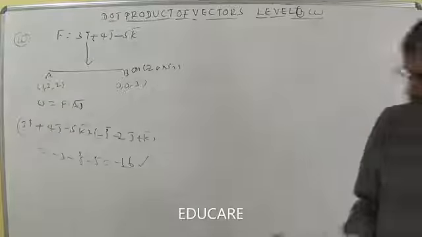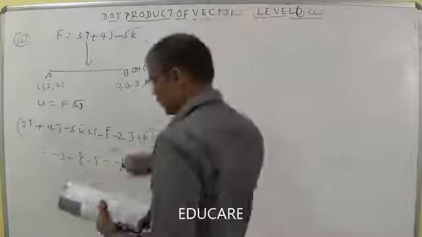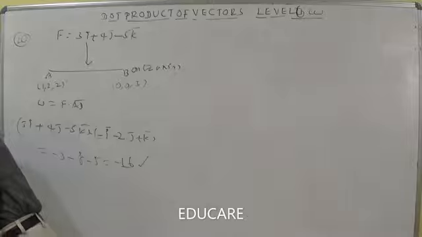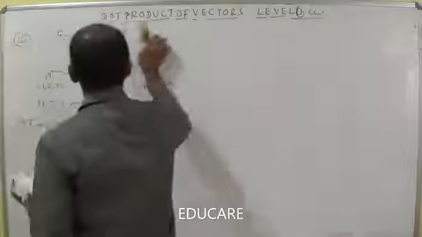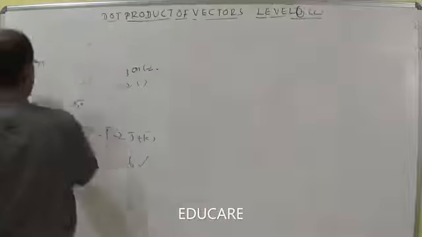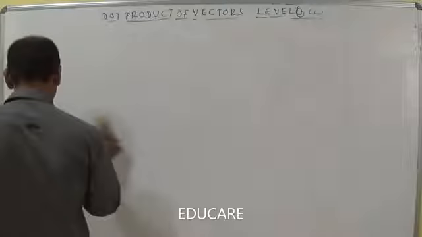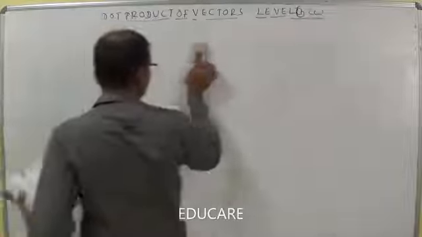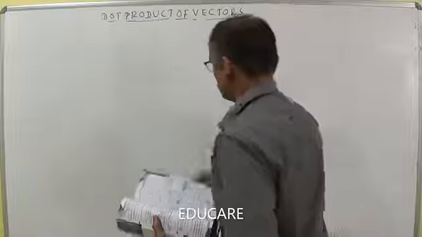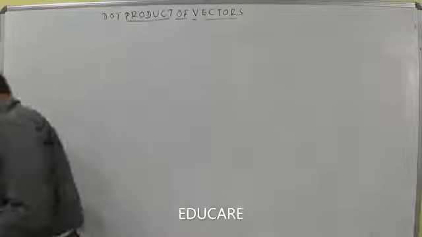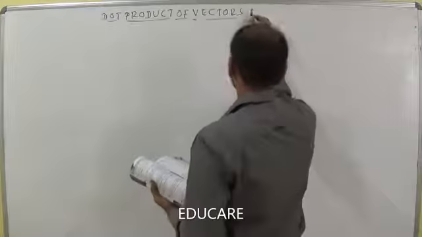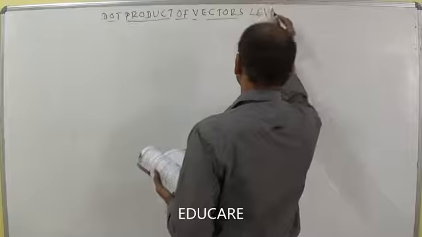Next. We completed level 2 students. In level 2 there were 20 bits. In the dot product of vectors concept, we completed 20 bits. Level 2 is completed. Now we are going to discuss level 3, dot products of vectors level 3.